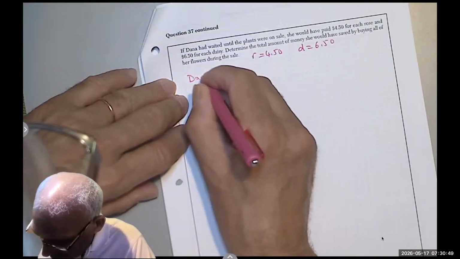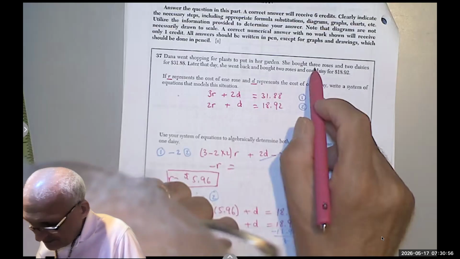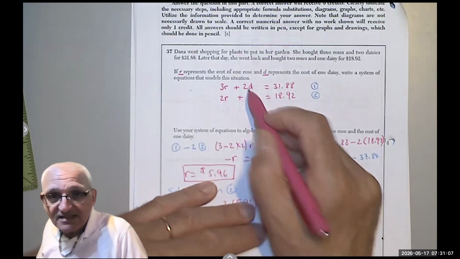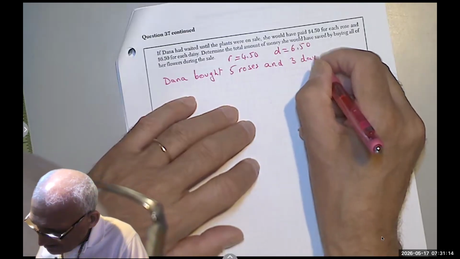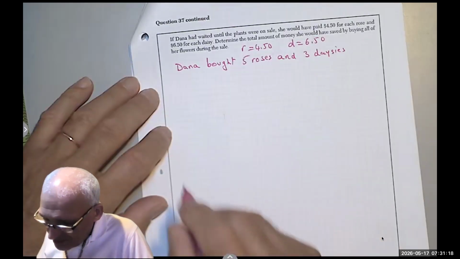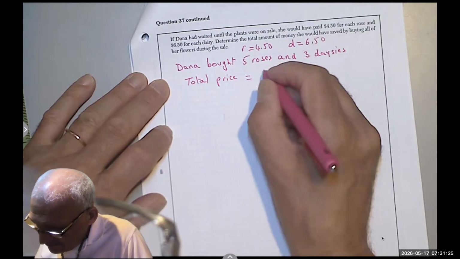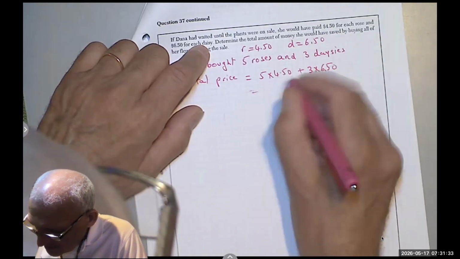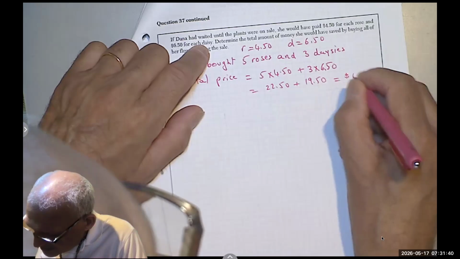So you can say Dana bought, in the beginning, 3 roses, and then she came back and bought 2 roses. So she bought 5 roses. Also, the first trip, she bought 2 daisies, and then 1 and 3 daisies. Now, the total price after saving would be 5 times 450 plus 3 times 650 equals. This is 2250 and this is 1950. So that's $42 even.